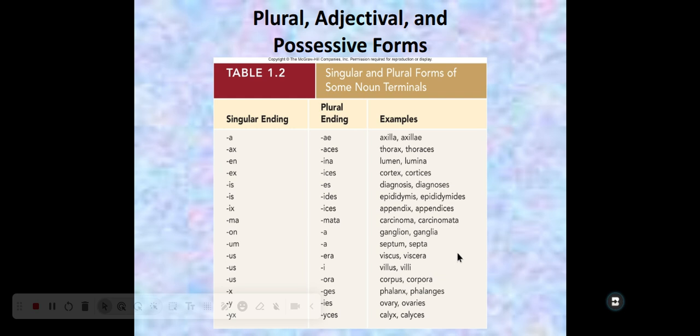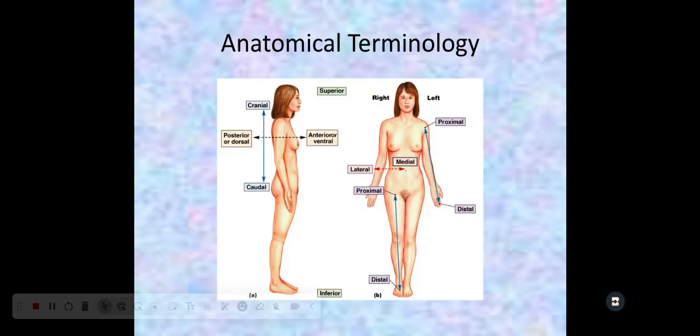So it just goes through the difference between axilla and axillae. Axillae would be the plural form of axilla, which is your axillary area, which is under your armpits, right? Your thorax and thoraces, lumen and lumina. So just being able to see the difference between the singular and plural. So you have a nice little table there to look at.